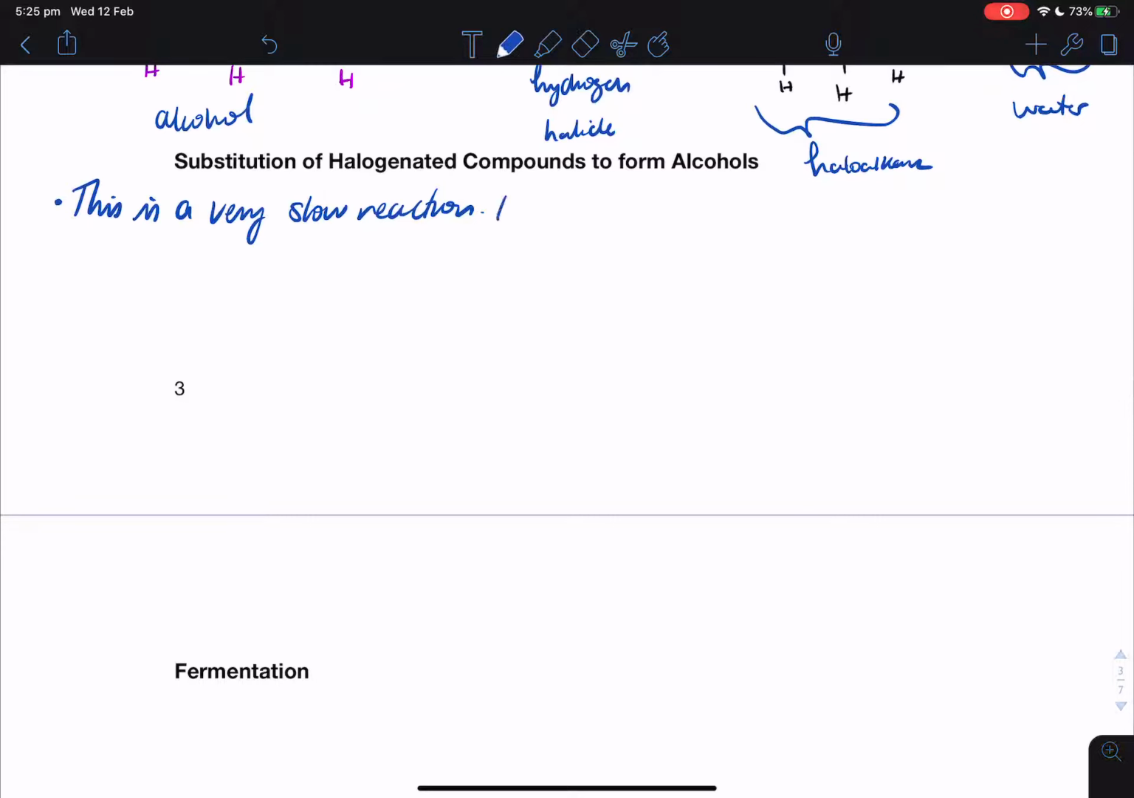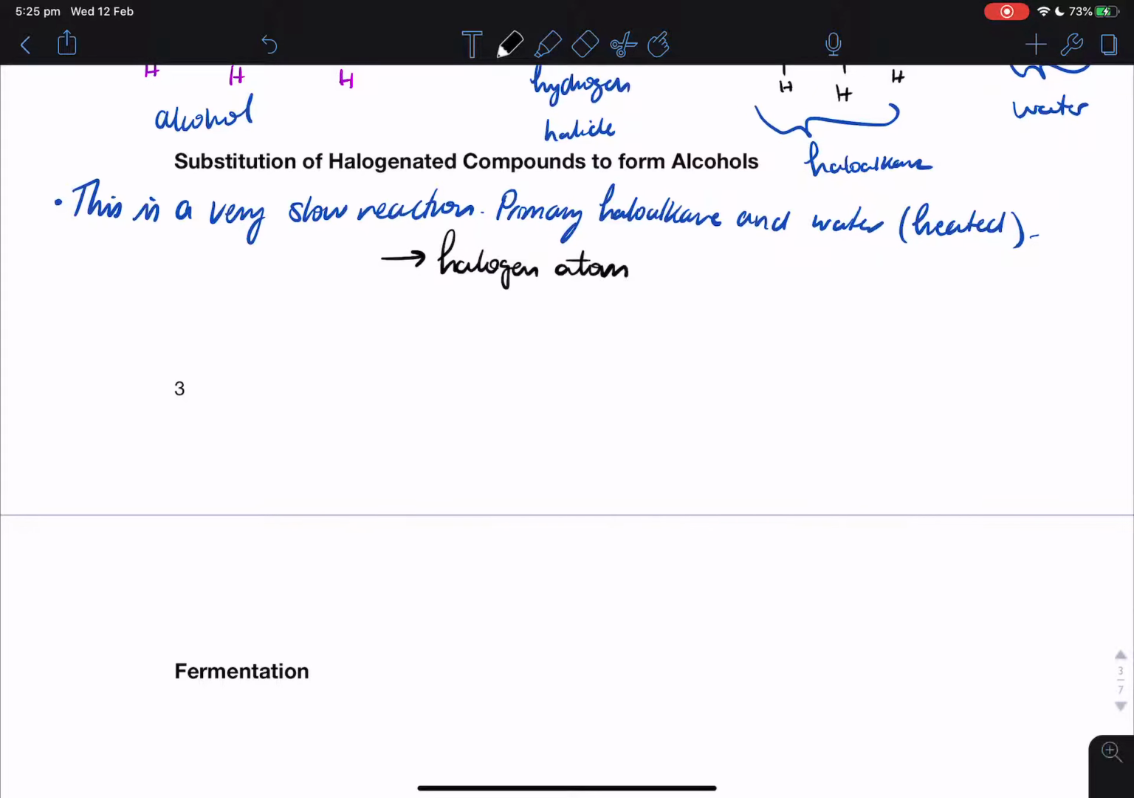We have a primary haloalkane and water, and let's put heated in a bracket so we just know it's heated. Okay, so what happens in this reaction? Halogen atom is replaced by hydroxyl. Okay, so that's basically everything that's happening.